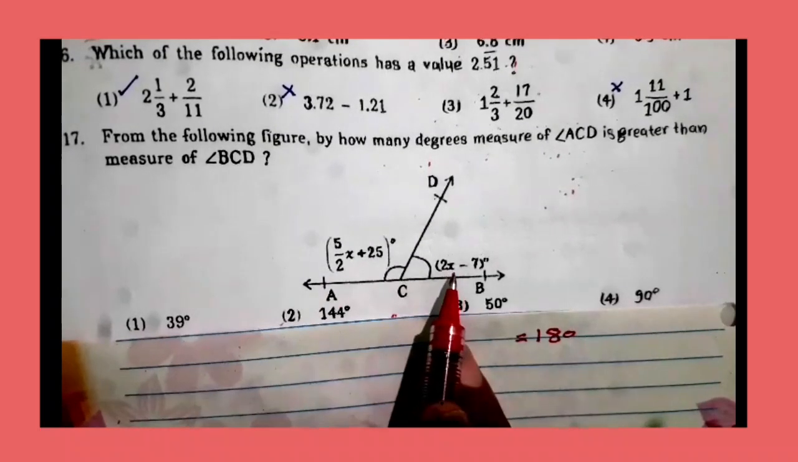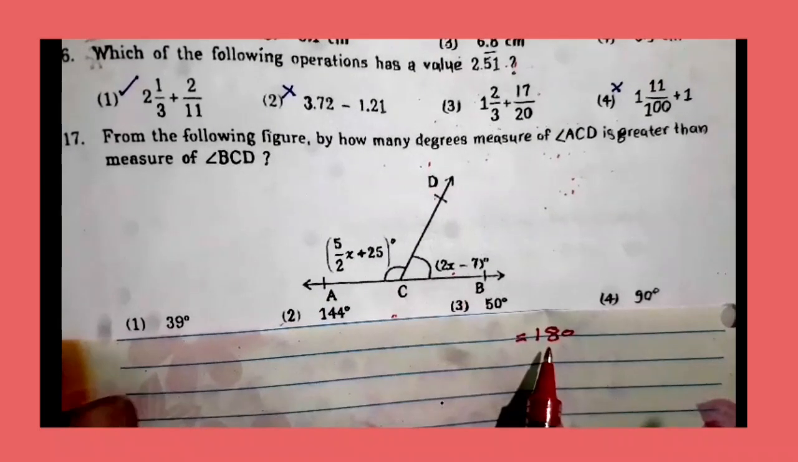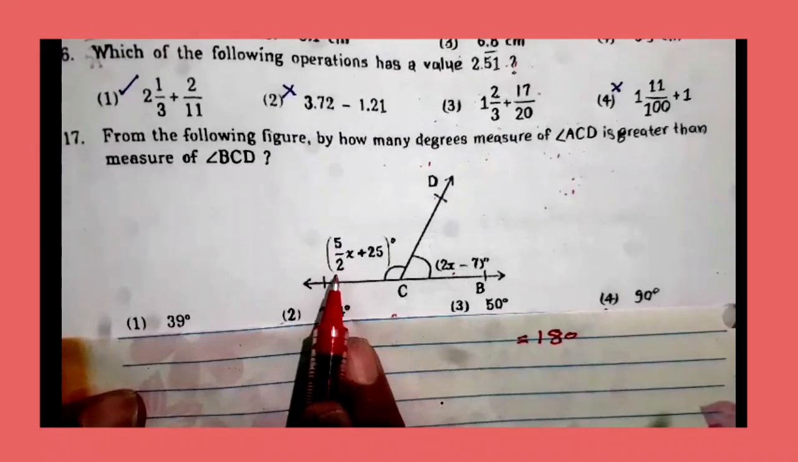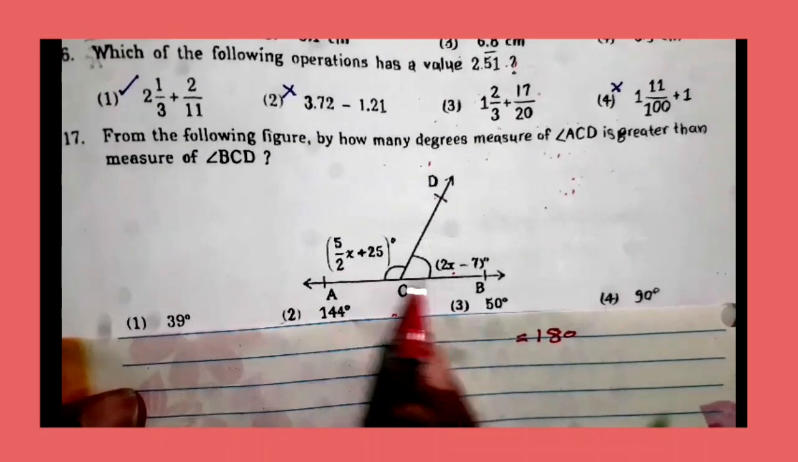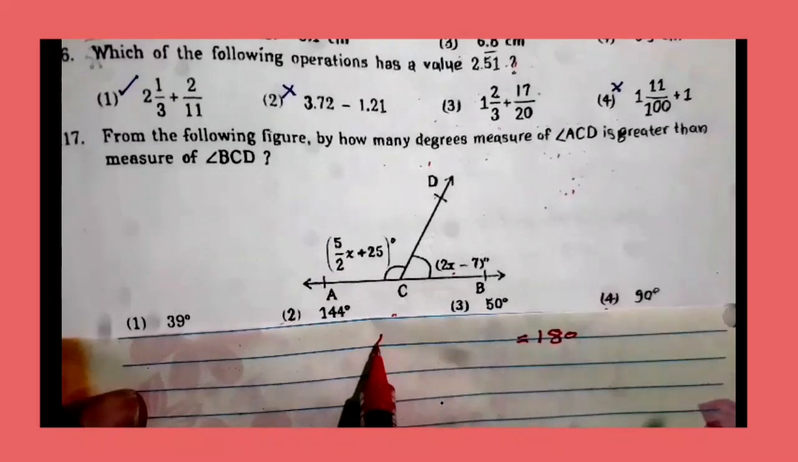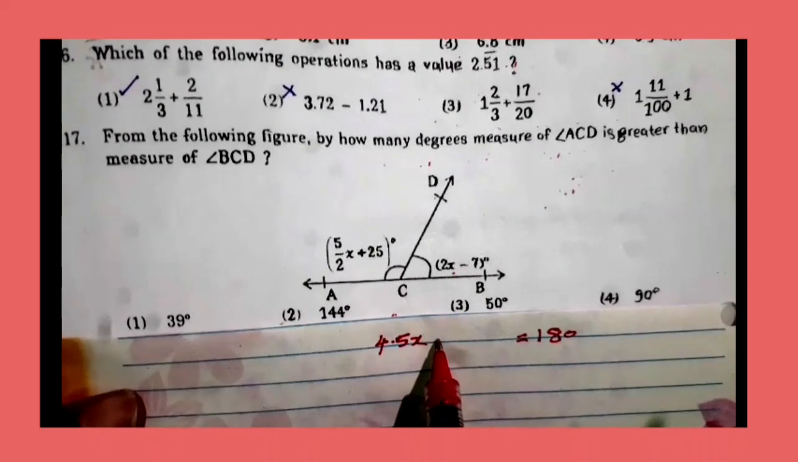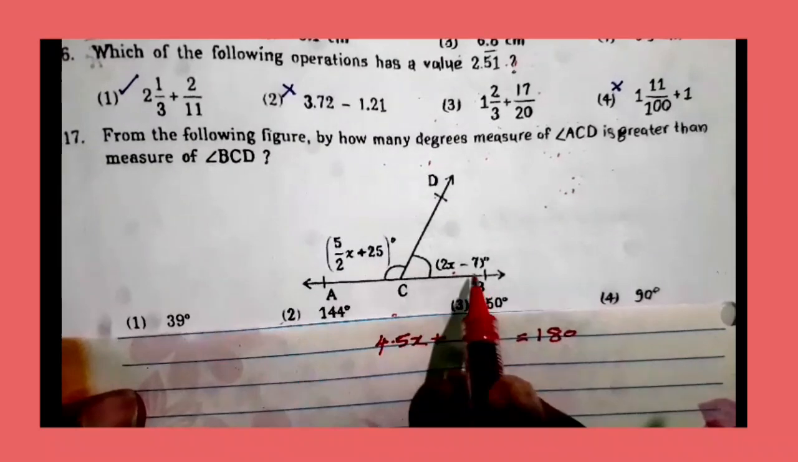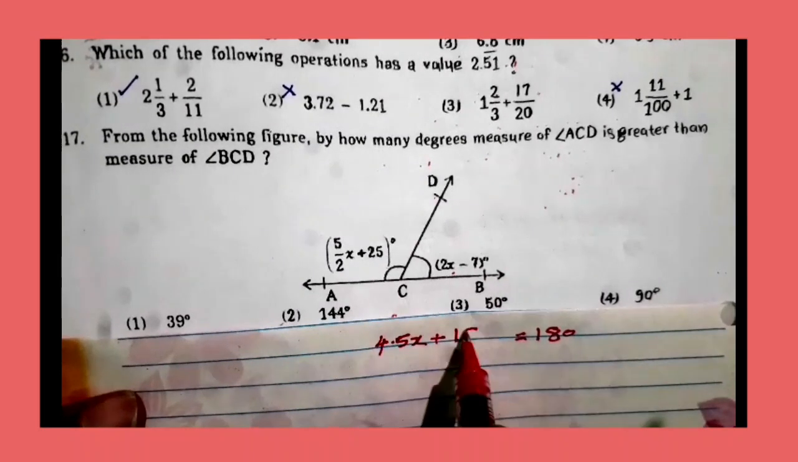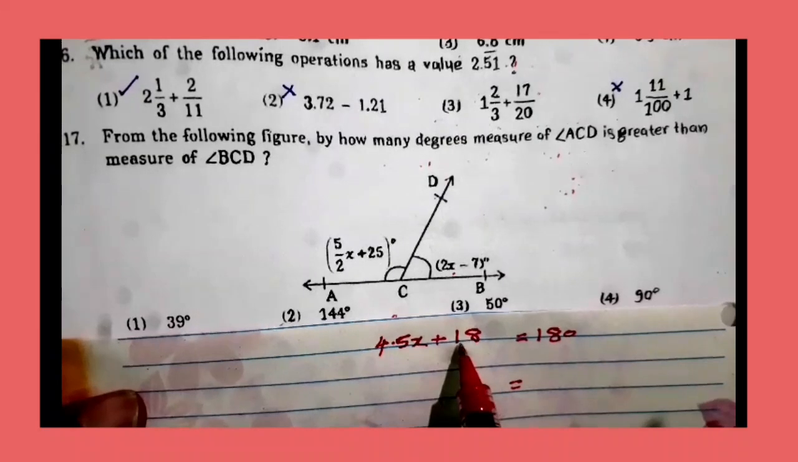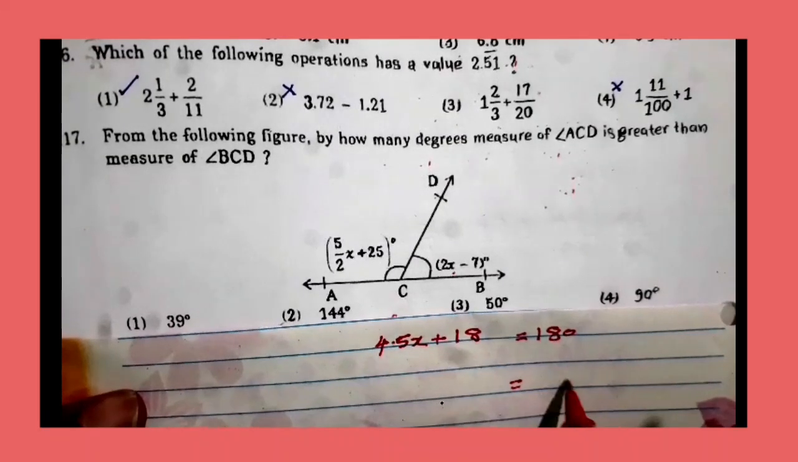This angle is a linear pair. Their sum is 180 degrees. 5 by 2. There is 2.5 plus 2 is 4.5. x plus 25 minus 7 is 18. Now 180 minus 18 is 162.